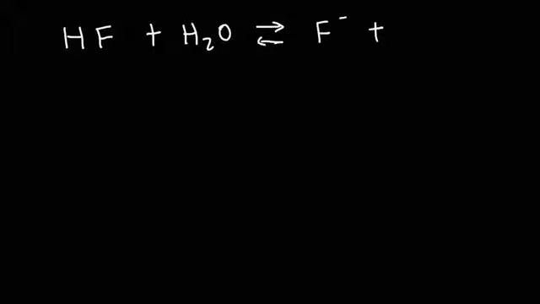Now let's talk about how we can calculate the pH of a buffer solution. So let's say we have a solution with hydrofluoric acid and water. And this solution also contains fluoride. So in this reaction, we have the weak acid and the conjugate weak base. So we have a buffer solution. Everything is in the aqueous phase except water.